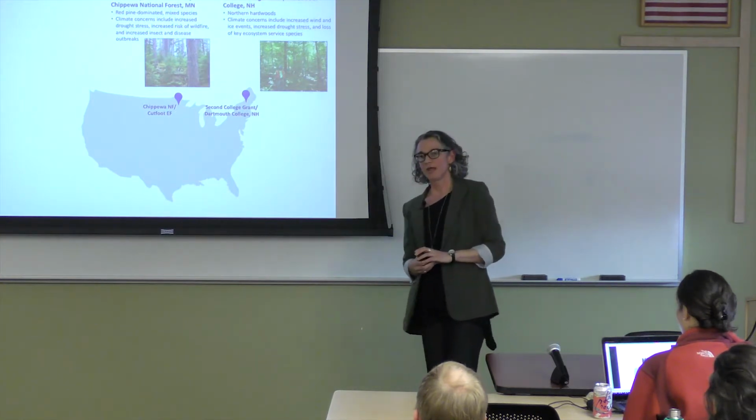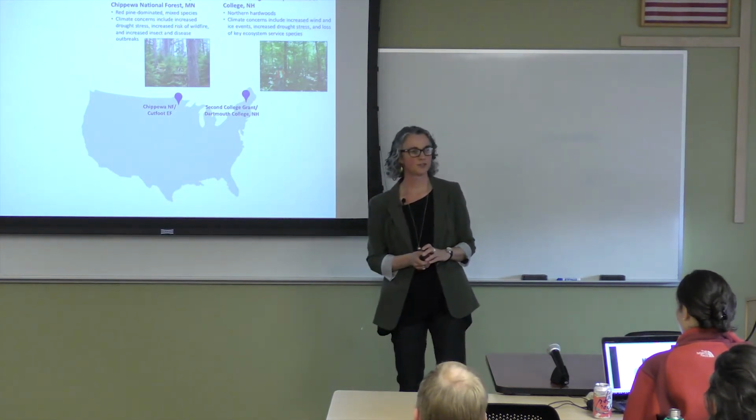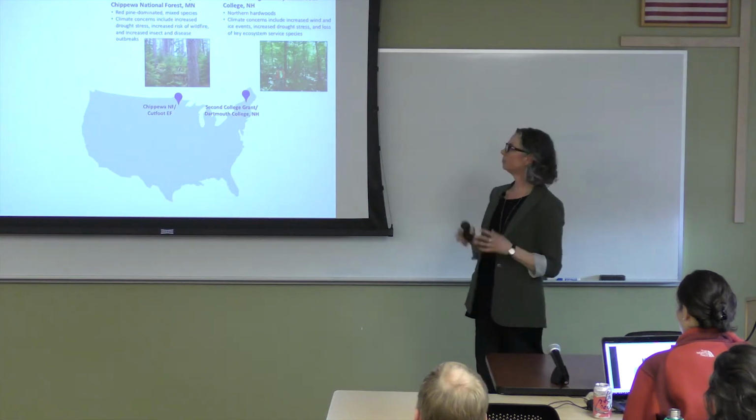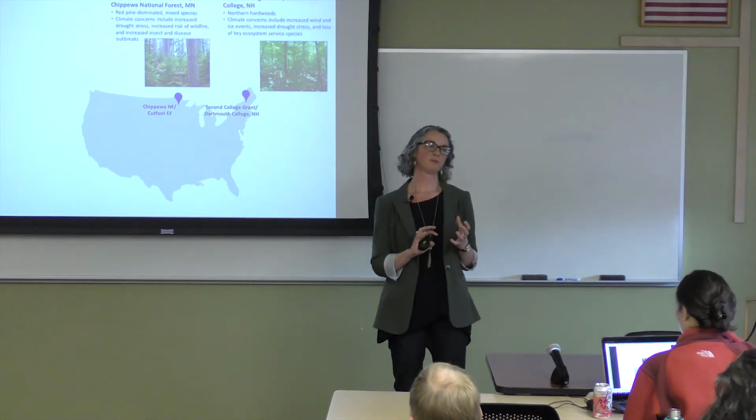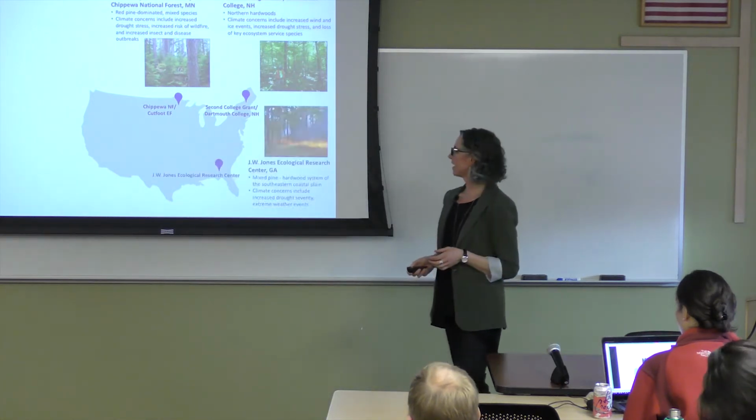The site in New Hampshire is on the Second College Grant. It's associated with Dartmouth. It's a private property. It's a beautiful northern hardwood site, and some of their climate considerations are around increased wind and ice events, increased extreme precipitation events, potentially drought, and they're really interested in how that balance of species composition might change into the future and the impacts of that.